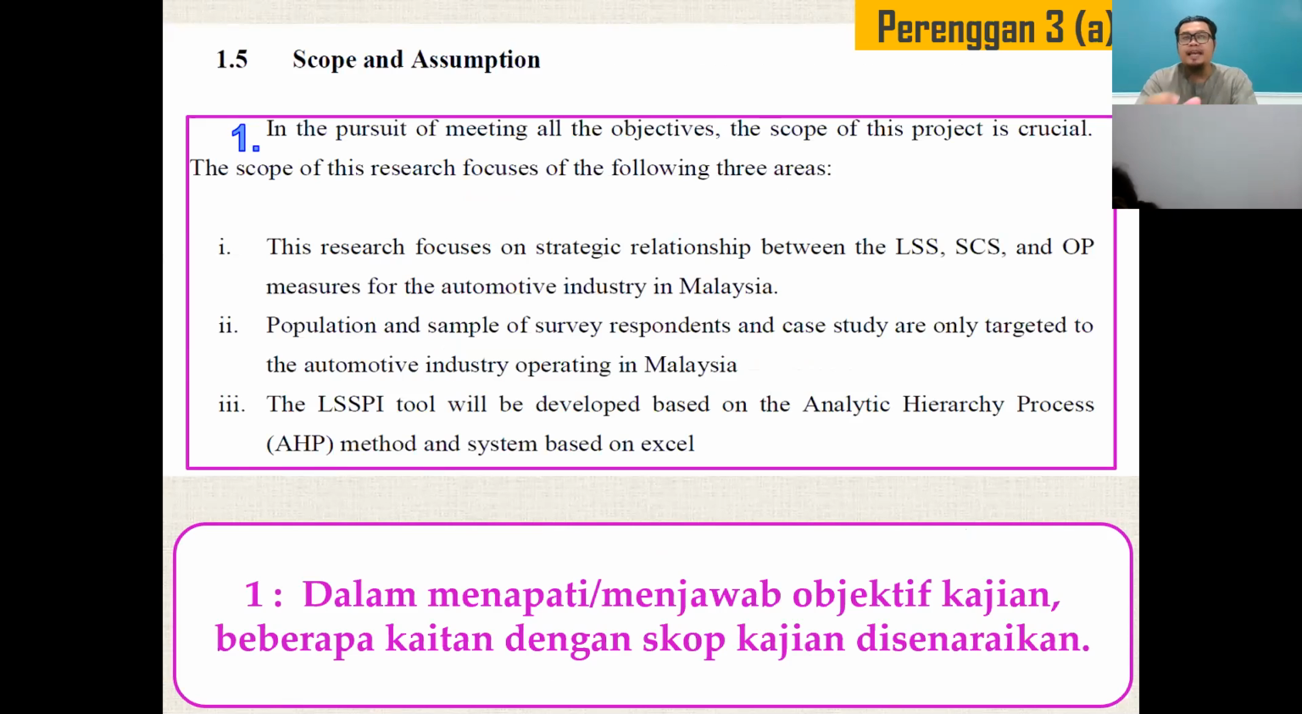I put that this is actually the area that I'm trying to study. This research focuses on the strategic relationship between Lean Six Sigma, strategic control system, and organizational performance. So LSS, SCS, and OP are our research variables, two measures for the automotive industry in Malaysia.